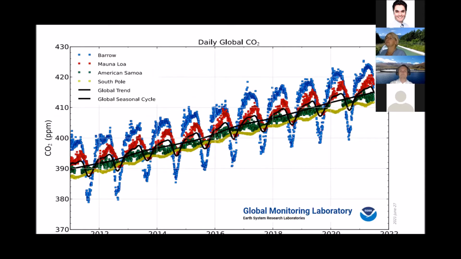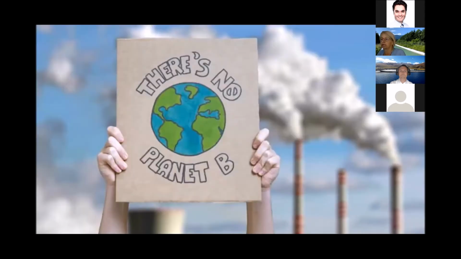Just recently, this graph was published by the Global Monitoring Laboratory, which shows the increase in CO2 output in the world, and it's showing it for 10 years now. You can see that there is still increasing CO2 output, even if we are already starting to think about changing our way of living, but we still have more output. So there is no planet B, and every one of us should think about what we do.